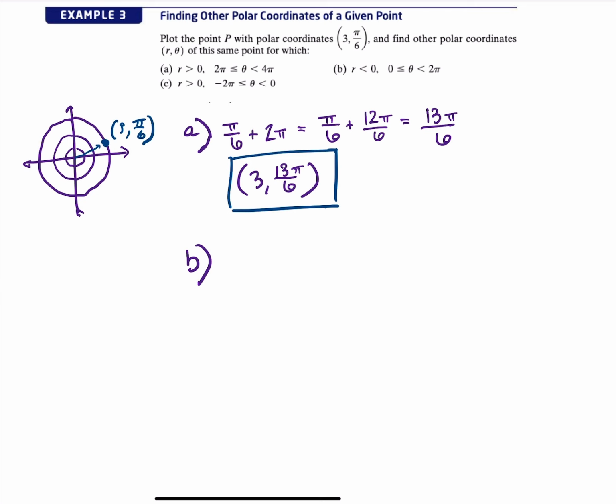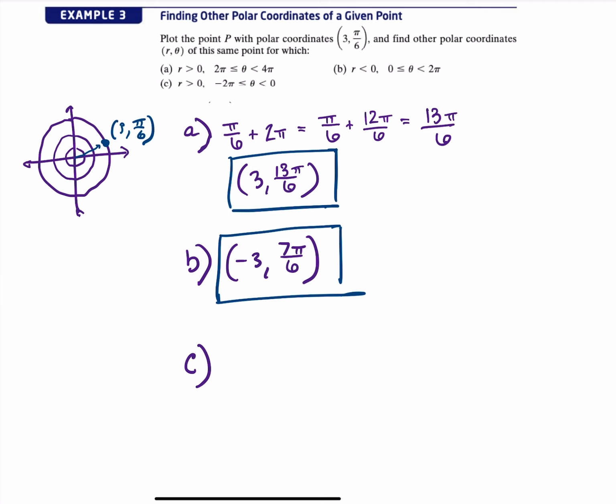So if we could imagine the point in the third quadrant, what that related angle will be, and then describe it as a negative r value that will place us at the same position. So the pi over 6 angle in the third quadrant is 7 pi over 6. So we could imagine this would be -3, 7 pi over 6. And then for part C, it wants r to be positive, but theta to be between -2 pi and 0.